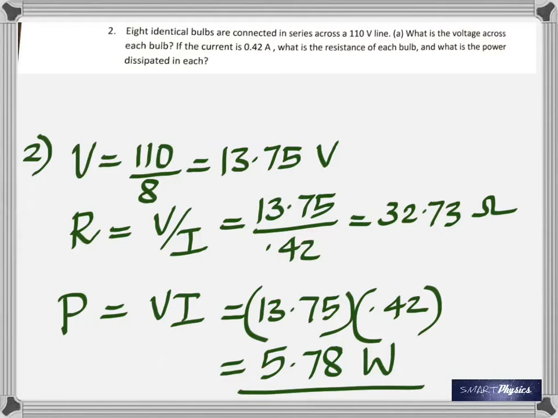And to find the resistance of each bulb, you just got to know the voltage across each one of them, which is 13.75, and divide by the current drawn by each one. It's given as 0.42 ampere. So you get the resistance of each light bulb. And then the power is the product of voltage and current. The voltage across each one is 13.75, and the current drawn by each one is 0.42. So the power is 5.78 watts.